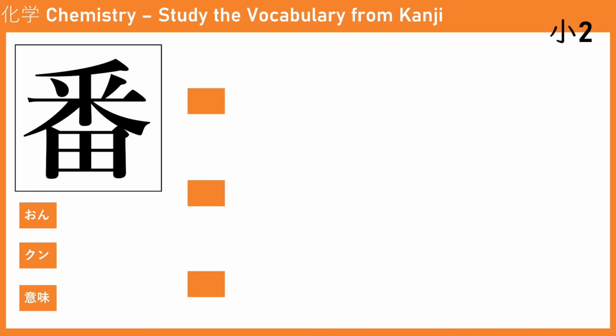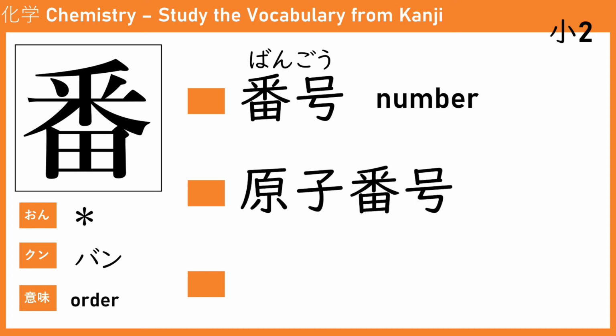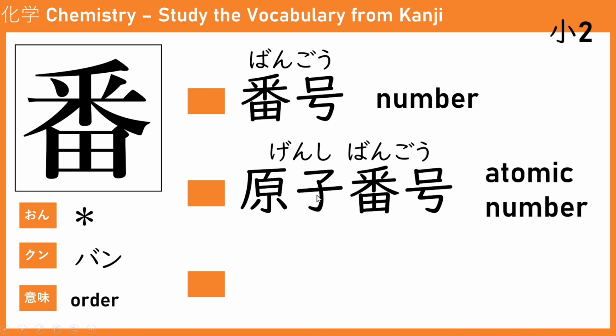The next one is ban. This one is order. The first one, the second one, the third one, the order of things. So bango. Bango means number. Okay, number 1, 2, 3, 4, 5, ichiban, niban, sanban. Okay, bango. So we put bango in this kanji, genshi bango, the number of atom, which means atomic number. The atomic number of hydrogen is 1, helium is 2, lithium is 3, and so on.